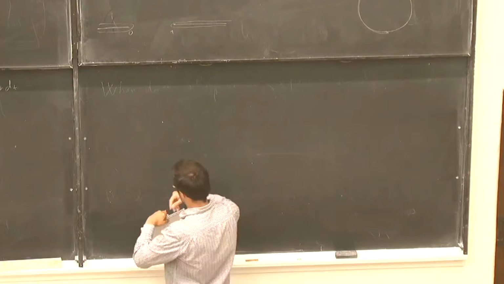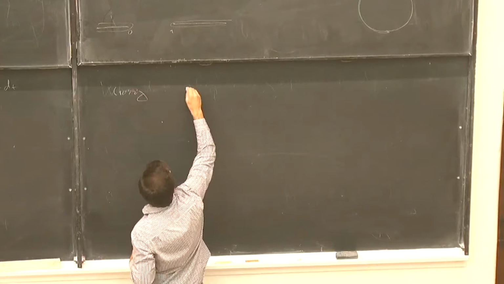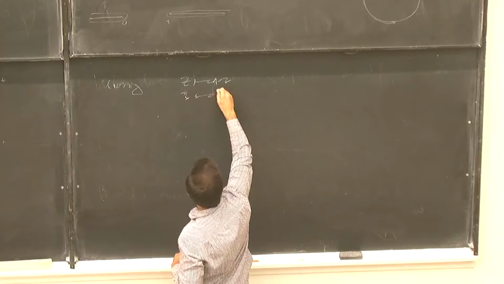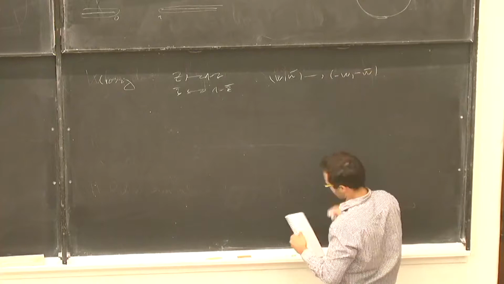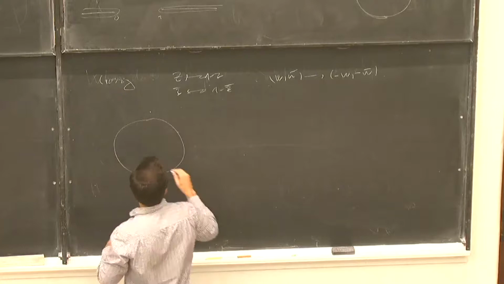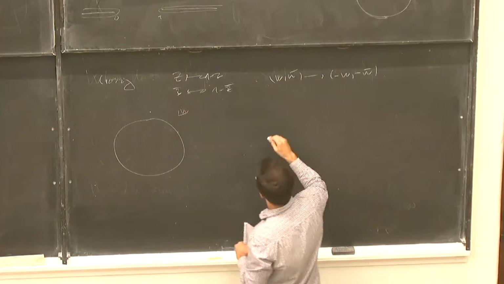And the crossing transformation, which is just z exchanged with 1 minus z, and at the same time, z bar exchanged with 1 minus z bar, becomes just w going into minus w, and w bar into minus w bar. So if I now represent the region of convergence of the crossing equation, it becomes just the direct product of two unit circles in the w and w bar variables.